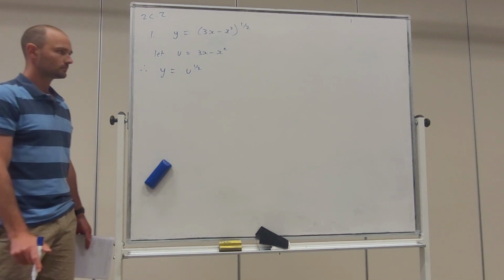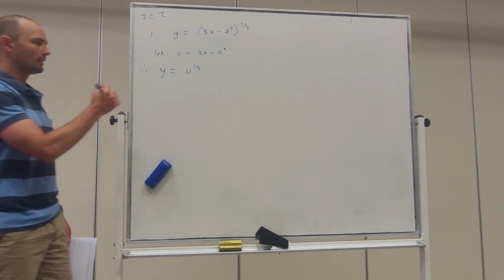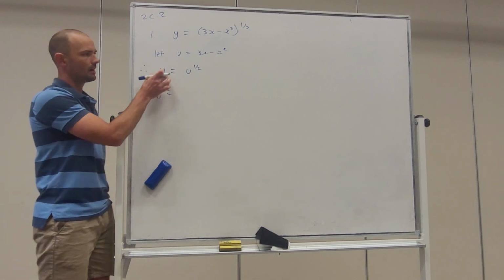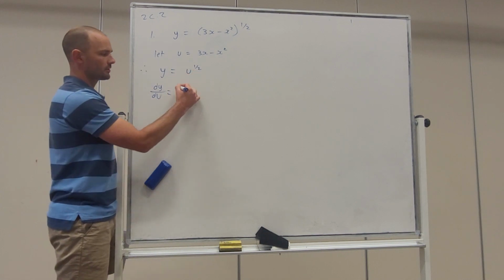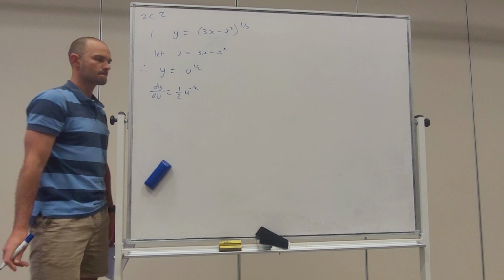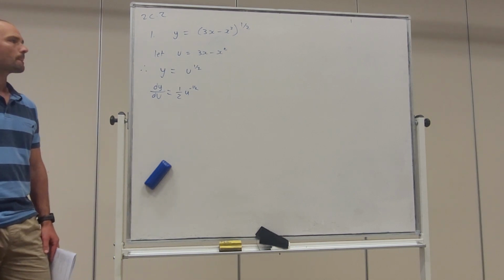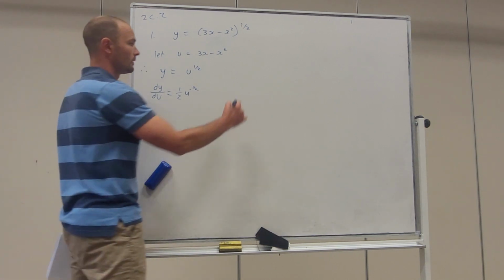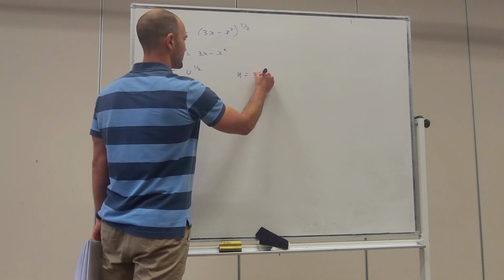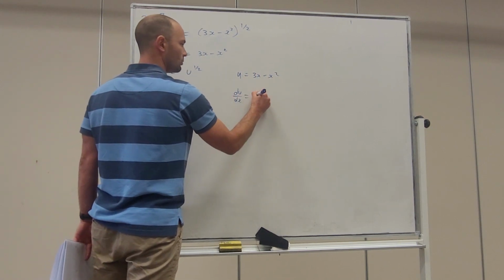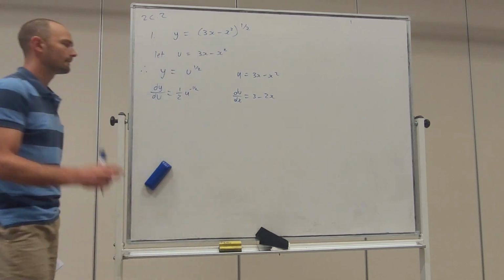Excellent. Now let's differentiate y with regards to u. All right, differentiating y with regards to u, we will have half u to the power of minus half. And we have u is 3x take x squared, so we'll differentiate u with regards to x. We'll have 3 take 2x.